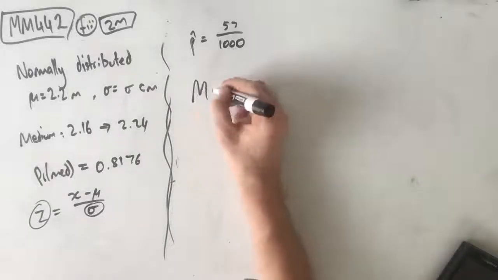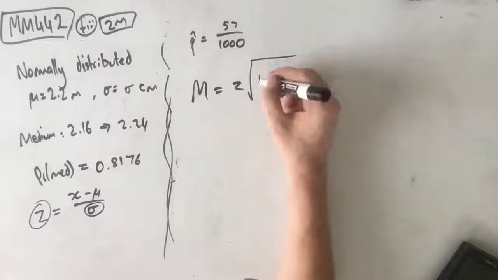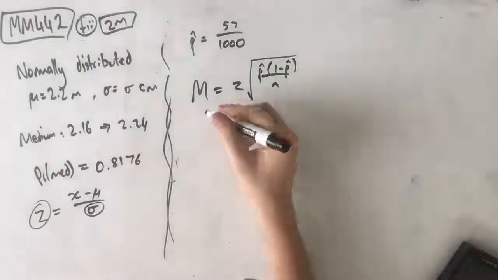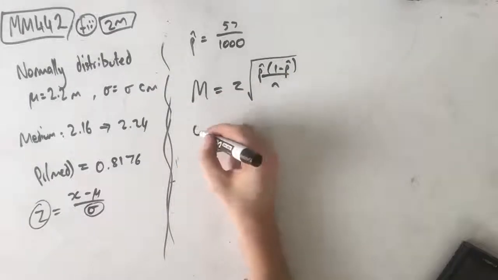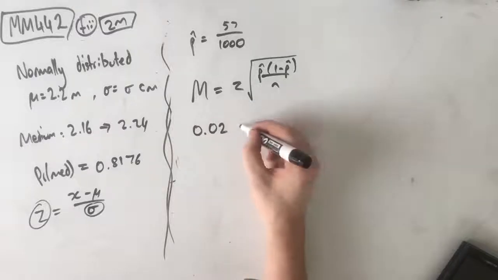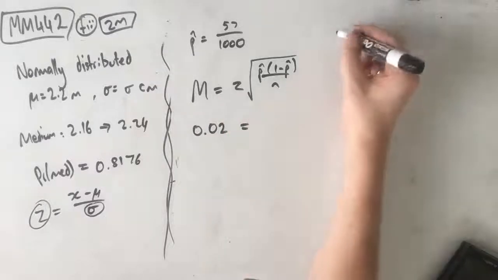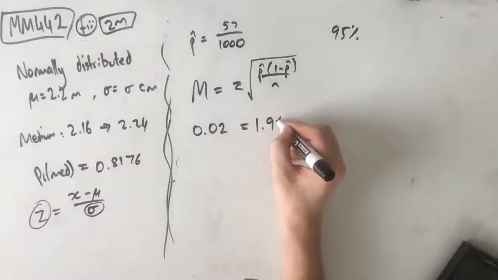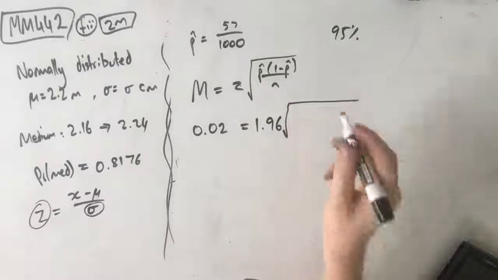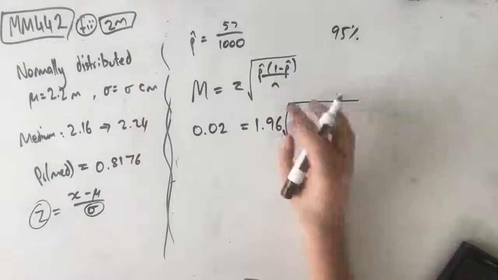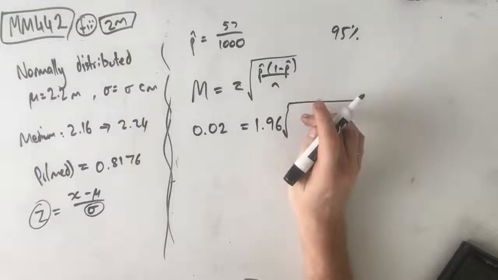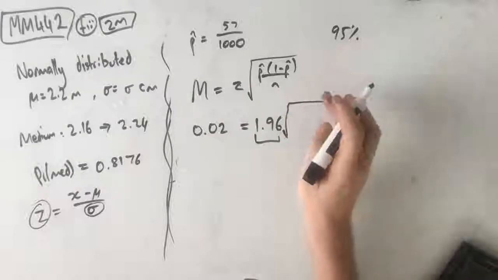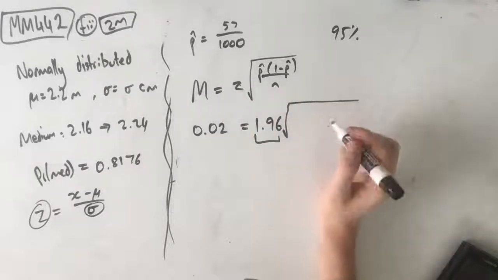Cool. Well, we know our margin of error is given by Z outside of root p hat 1 minus p hat over n. We know that our margin of error is 2%, which means our margin is 0.02. We know that we're looking for a 95% confidence interval, which means that our Z value is 1.96, because that's what that corresponds to. Just like general knowledge, you should know that. And if you don't, you do now. So Z is equal to 1.96 when you've got a 95% confidence interval.